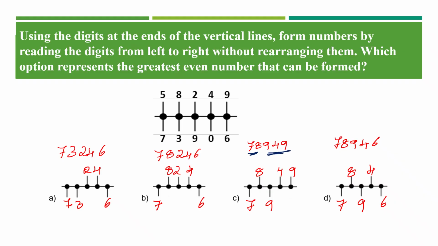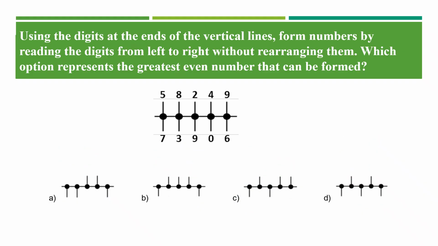78,949. Where this is 73,000, this is 78,200, this is 900, this is also 900, but here it is 49, where the option D has 46. Therefore, the right answer is option C. I repeat, it is option C.